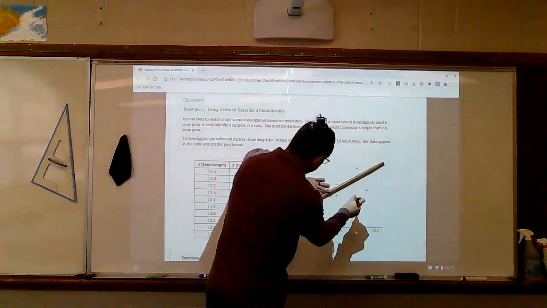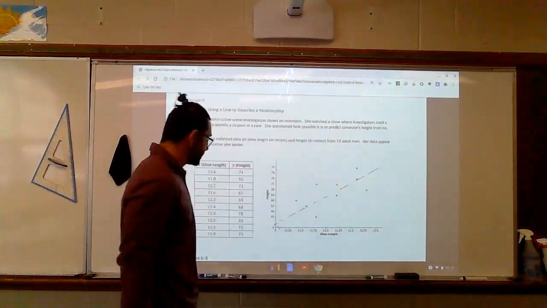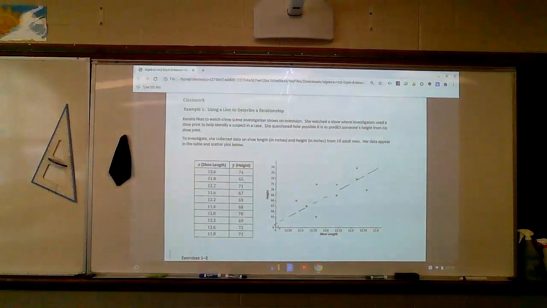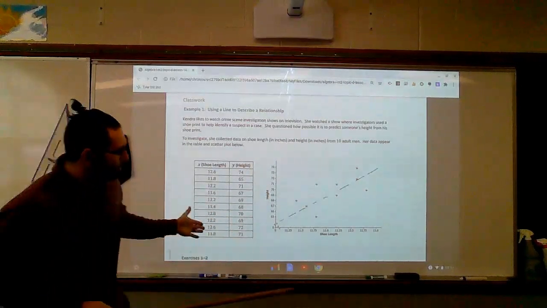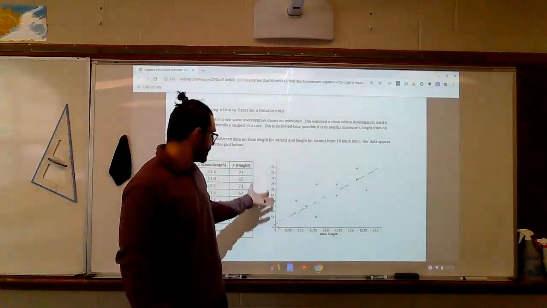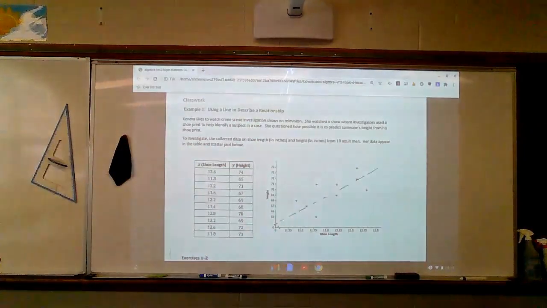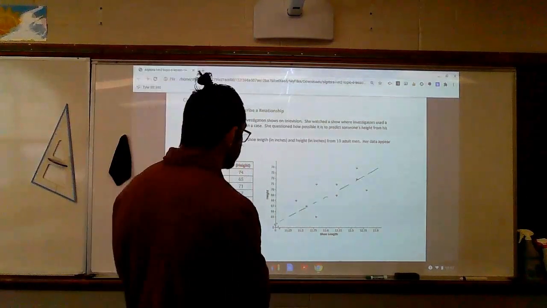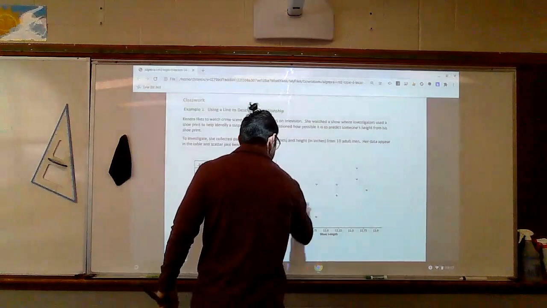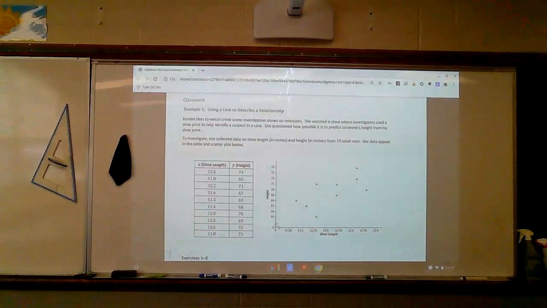These data points appear to be positive. That's not hard to see. Investigate this and say, okay, well, how do we know? Because as the shoe length gets bigger, the height should get bigger. Fair enough. So what do we truly want to do? Well, we want to be able to use these data tables, these coordinate grids, and we want to say, okay, what can we do with this? Well, let's find out.